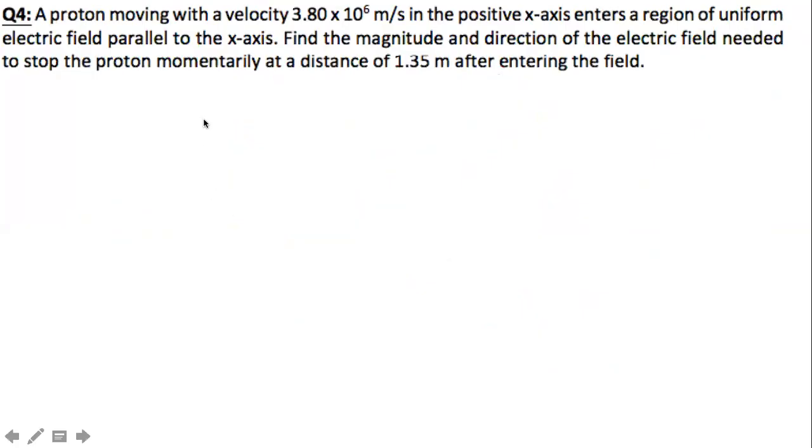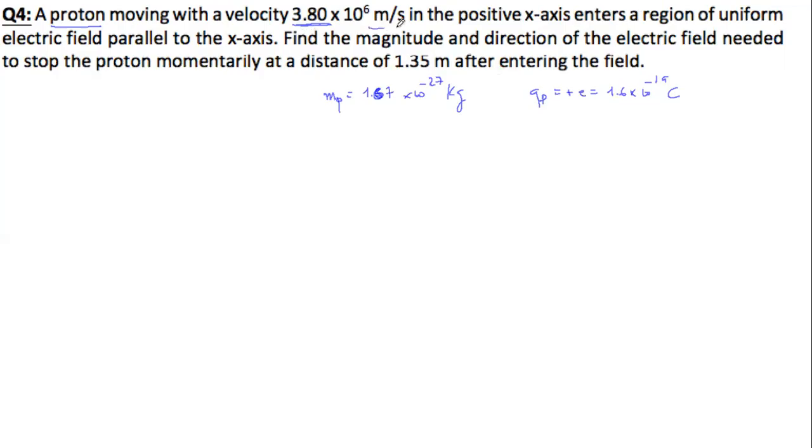Last but not least, we have a proton, and you can check from your formula sheet the mass of a proton, 1.67 times 10 to the power minus 27 kilograms. That is the charge of a proton, plus e, meaning 1.6 times 10 to the power minus 19. It's a proton, which is positively charged. So the proton moves with the velocity of 3.80 times 10 to the power 6. You see here, I'm giving you 3 significant figures. I want my final answer to be in 3 significant figures.